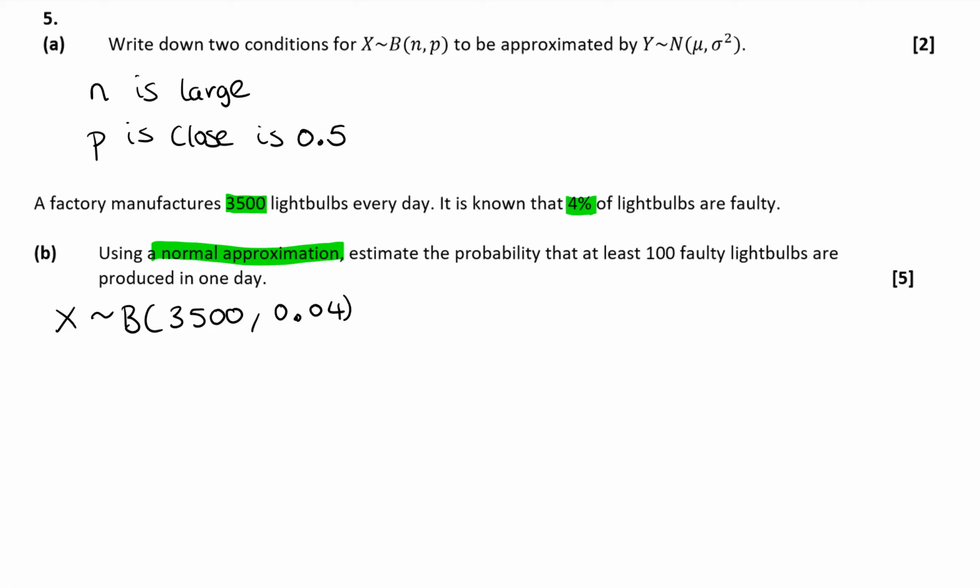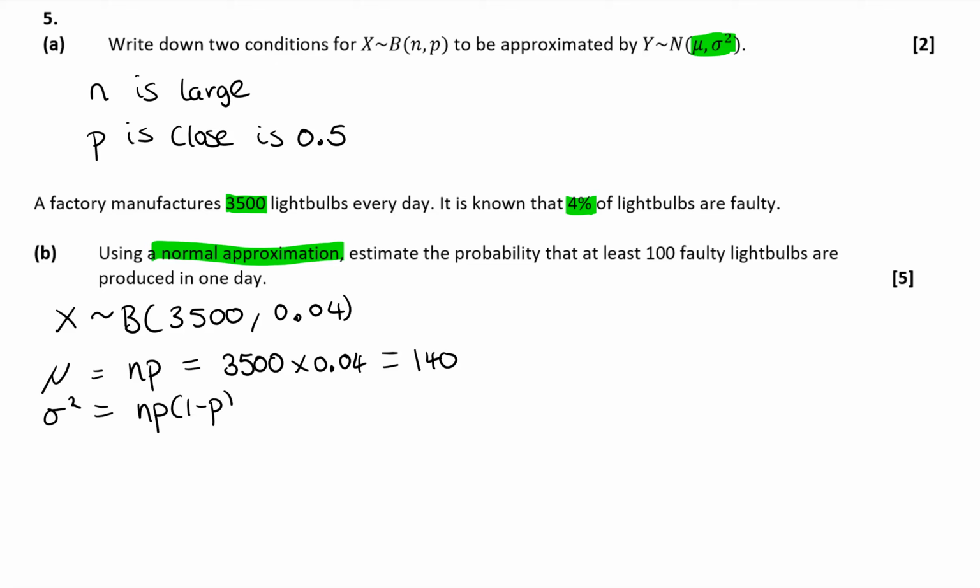So we're going to estimate the probability that at least 100 faulty light bulbs are produced in one day. Firstly, what we need to do to switch this to normal is find the mean and the variance. Because remember, with a normal distribution, we need both the mean and the variance. To find the mean, we just use np. So the mean is just n times p. You get these formulae in the formula book. So that's just 140.